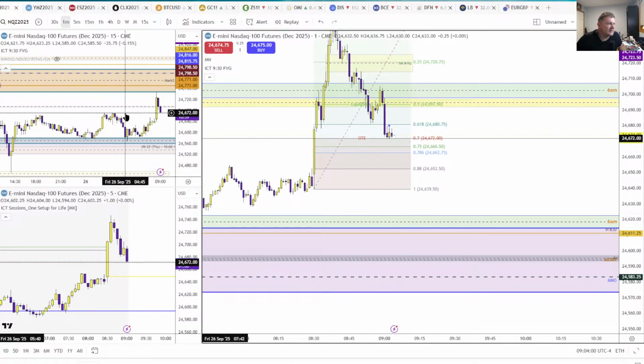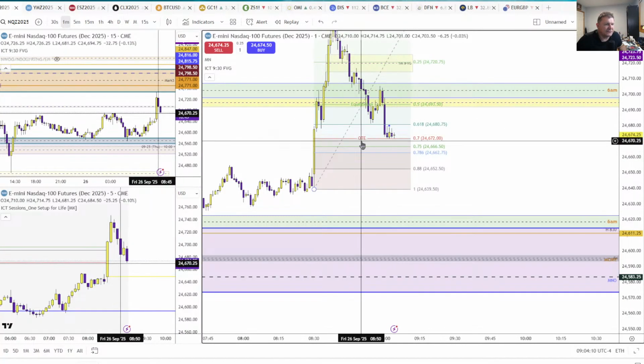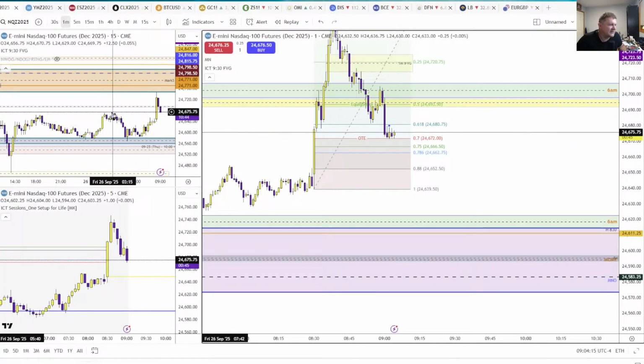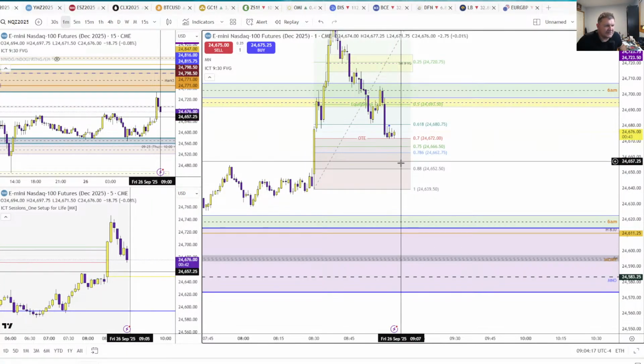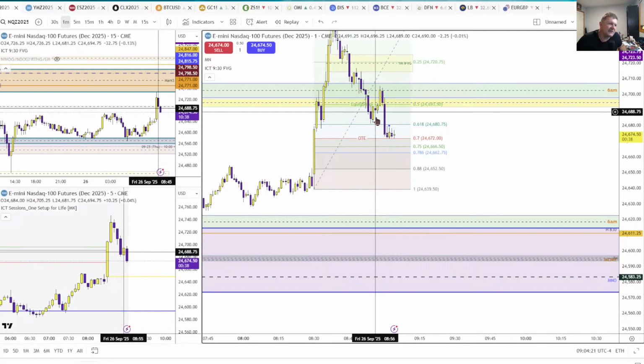So there's the 672. So now we're touching the top of this level. So you'd want to see some sensitivity off of there. It's right at 70%, which is the area we're looking for it to retrace back into. Now I want to see if we start to accelerate through this, or we just turn around and start to climb back through this level.